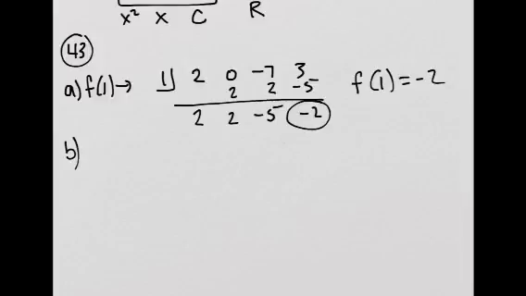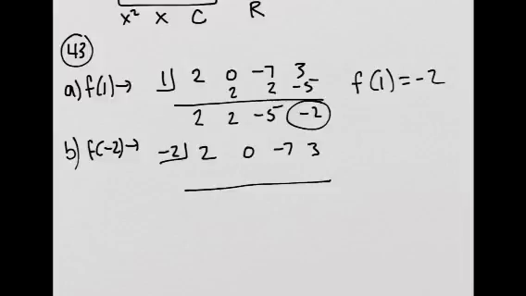For part B, we're evaluating the same polynomial, but at a different x value. So bring down the 2. Negative 2 times 2 is negative 4. Combine, that gives you 8. Minus 7 is 1. Negative 2 and 1. So here's the result. f of negative 2.